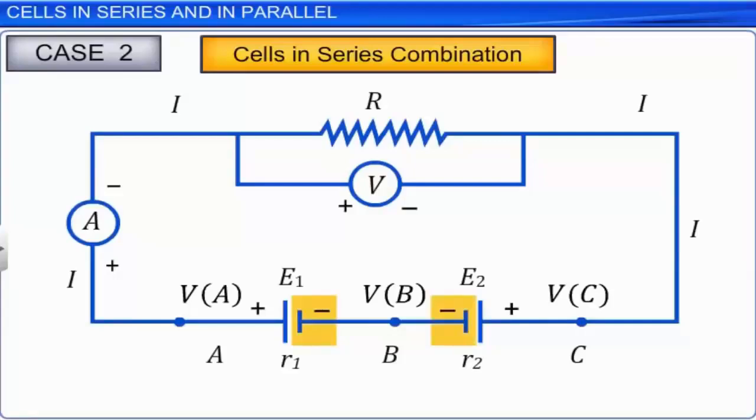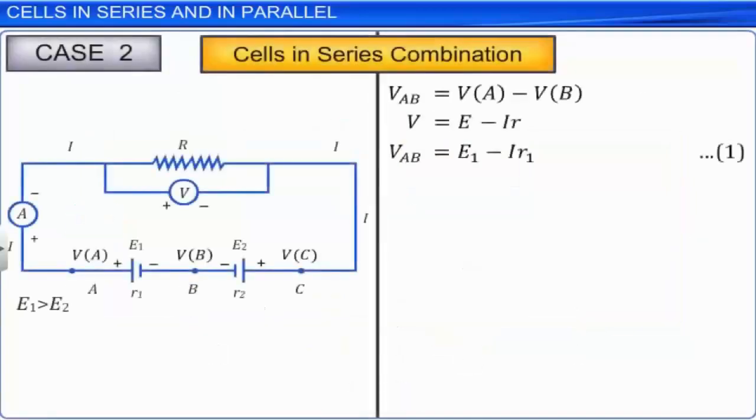We will now proceed with the derivation just as in case 1. As E1 is greater than E2, current I leaves the positive terminal of the first cell, goes through the external circuit and moves from the positive terminal of the second cell to its negative terminal, and finally reaches the negative terminal of the first cell. The current leaves the second cell from its negative terminal.